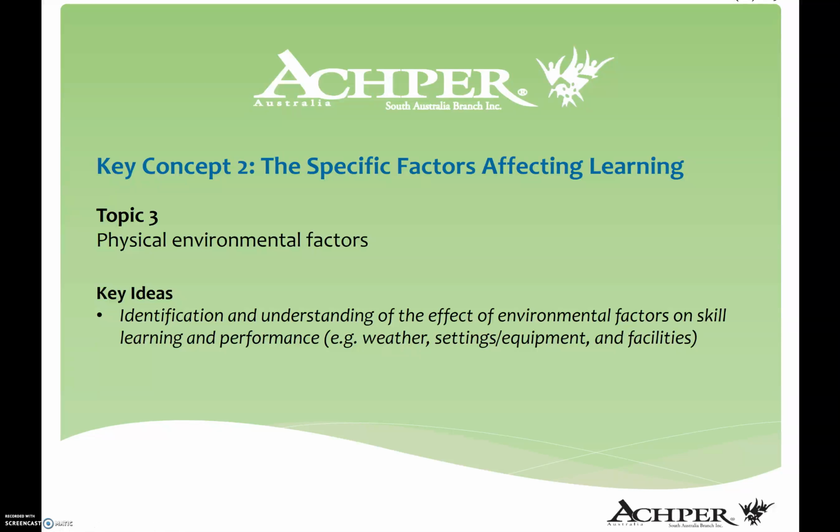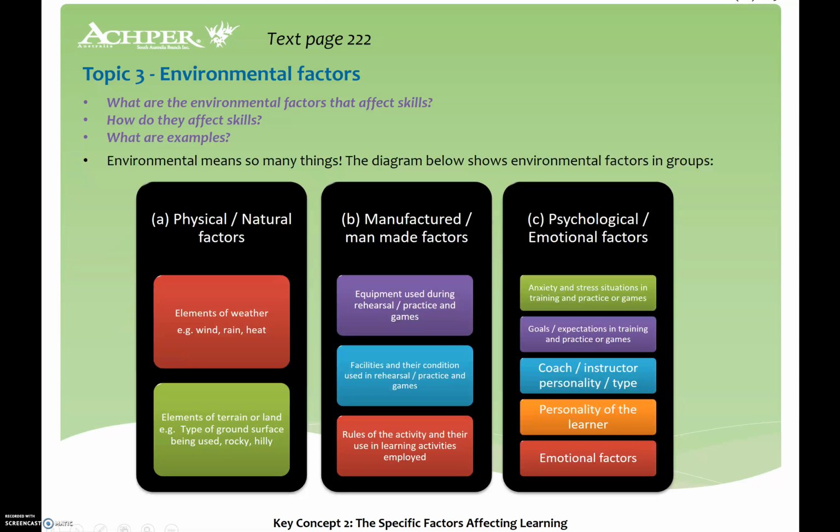So looking now at topic 3, specific factors that affect learning, looking at physical environmental factors. Again, like when we looked at things that affect performance, understanding the effect of environmental factors on skill learning and performance, whether it's weather, settings, equipment and facilities. So we can see that environmental means so many things. The diagram below shows the environmental factors in groups.